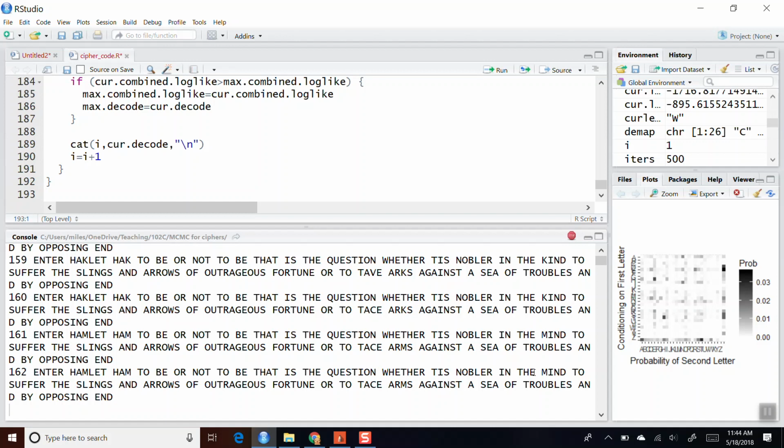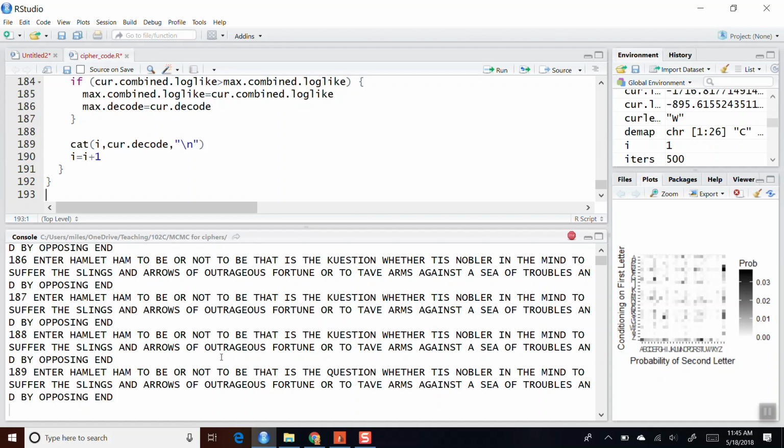To be or not to be. That is the question, whether 'tis nobler in the mind to suffer the slings and arrows of outrageous fortune, or to take arms against a sea of troubles, and by opposing end. And it seems to have found it, and it's still going because it's still trying to sample. But now we're at a location where the probability is very high, and everything it's proposing is probably not as good. But it will still accept these less good proposals because that's the Metropolis algorithm. It's not strictly optimizing. It's just trying to take things that have higher probabilities.